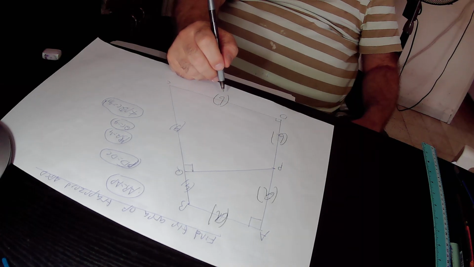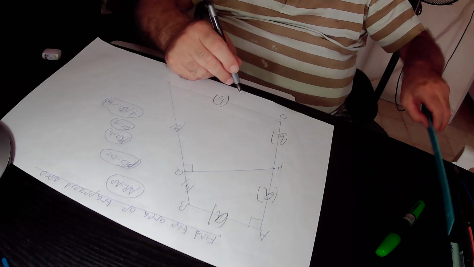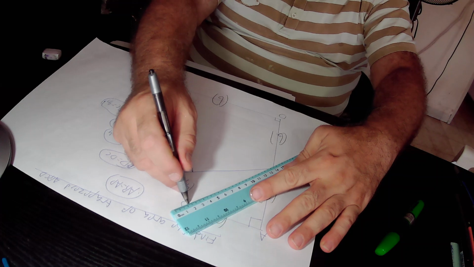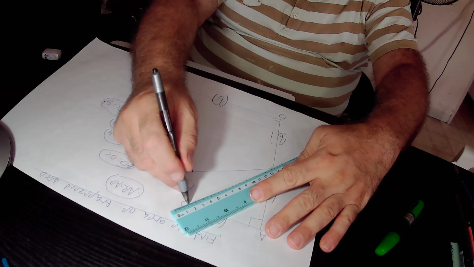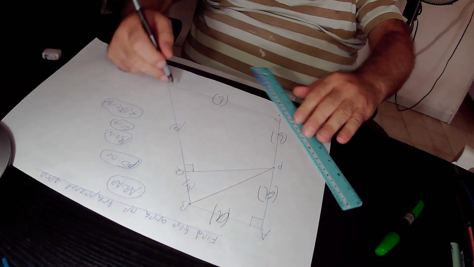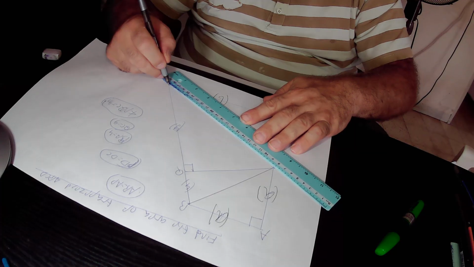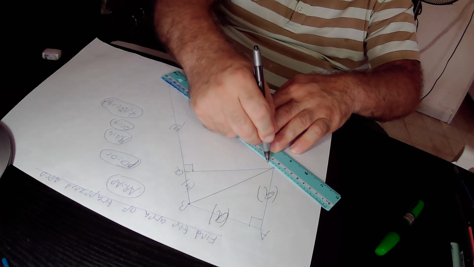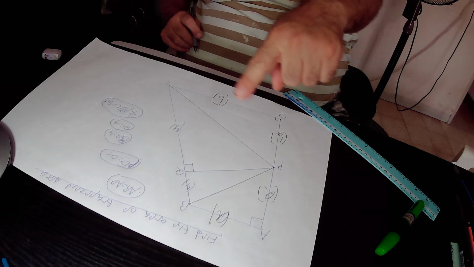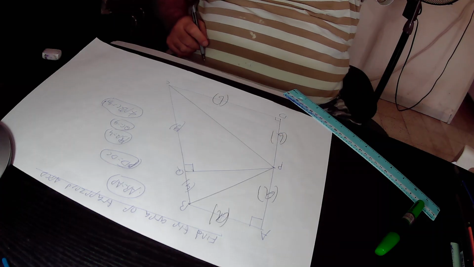In the next step, we join points B and P together by a straight line. And we join points P and C together by a straight line. By joining points B and P, we get the small right triangle APB.